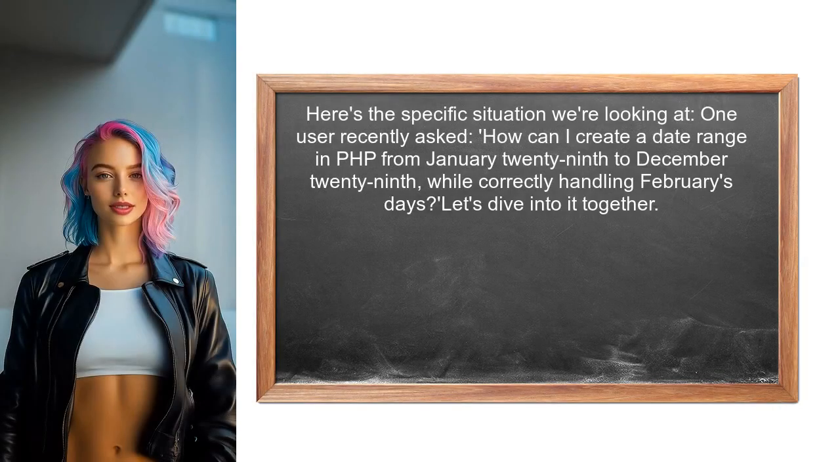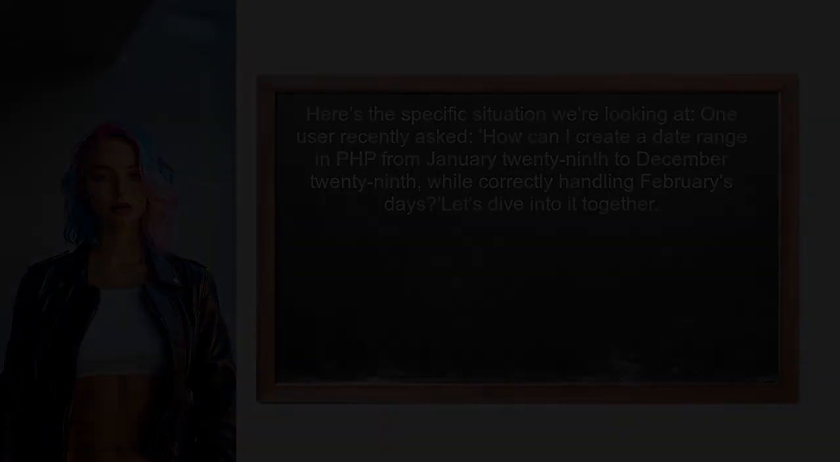Here's the specific situation we're looking at. One user recently asked, "How can I create a date range in PHP from January 29th to December 29th while correctly handling February's days?" This is a common question, so let's dive into it together.